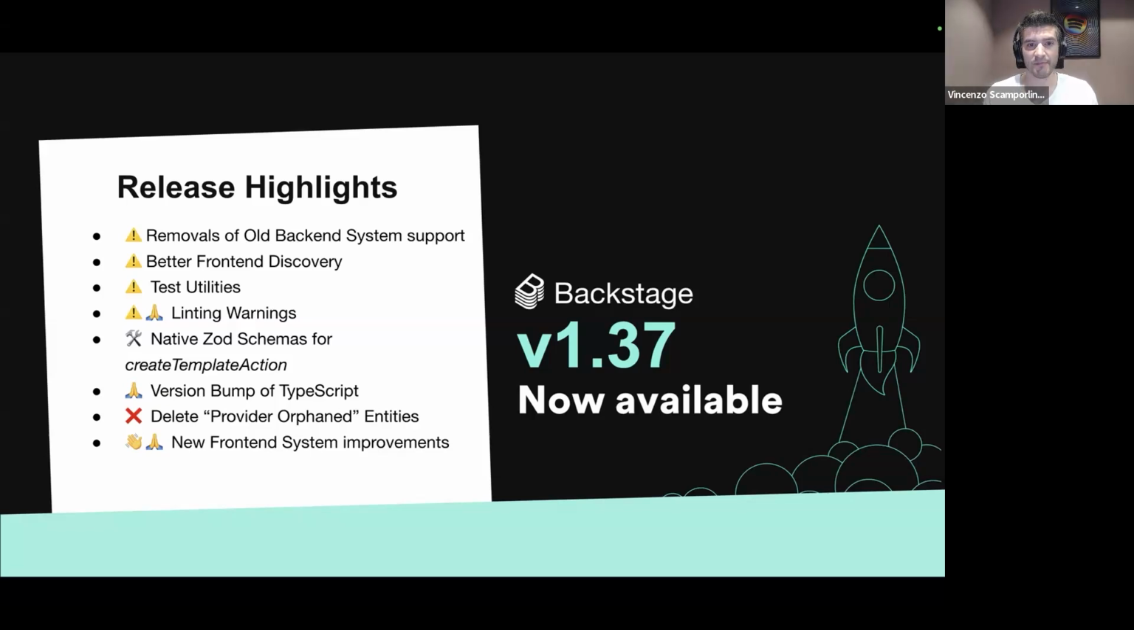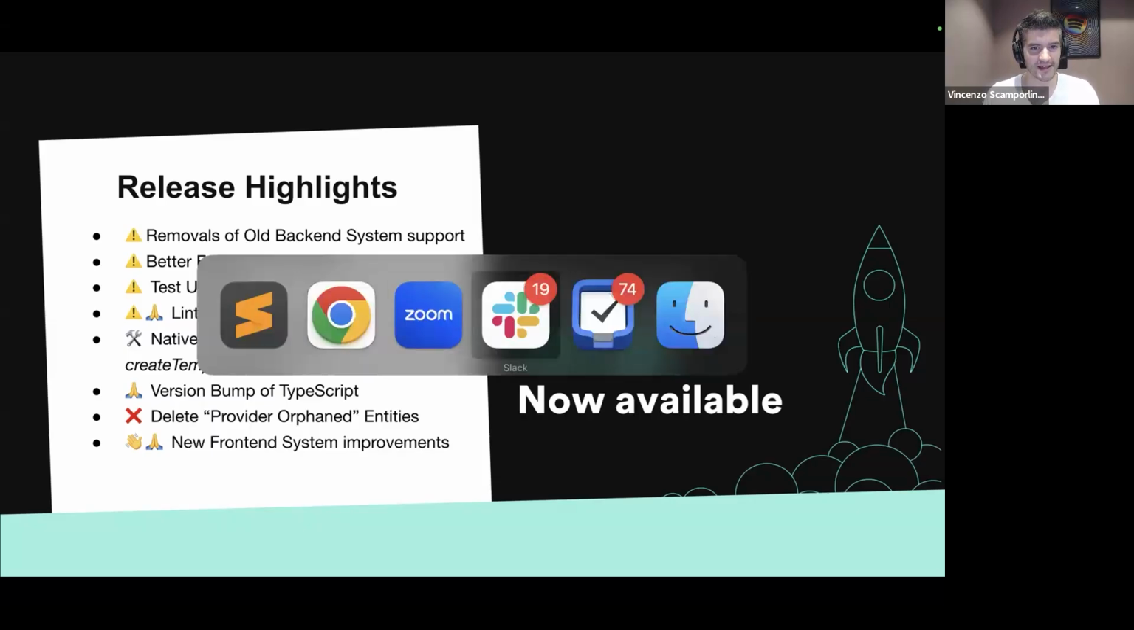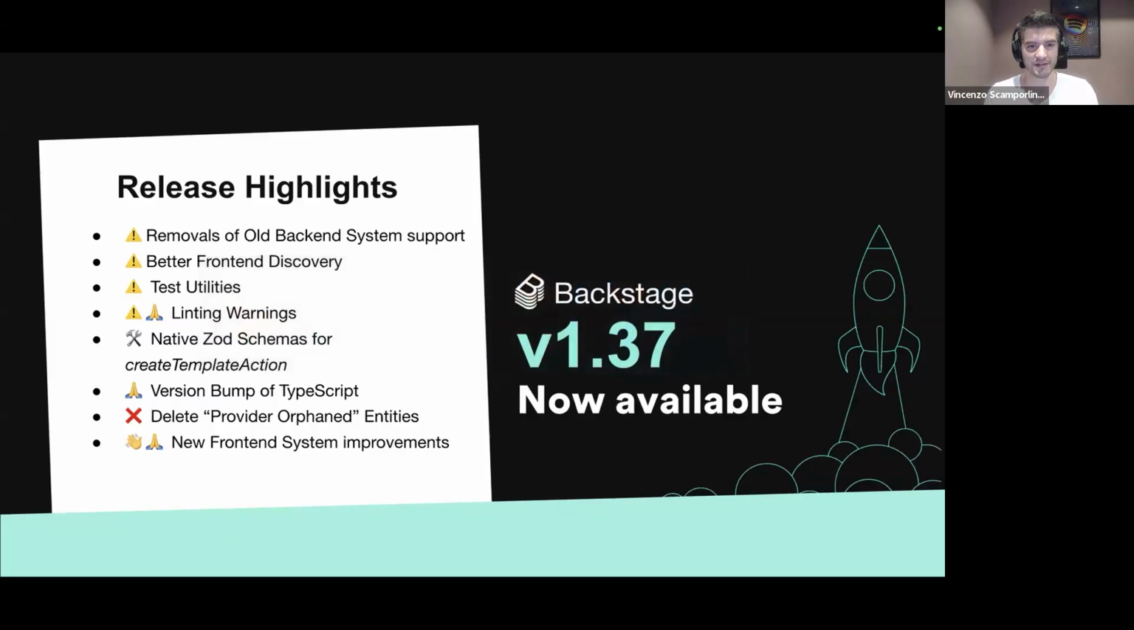Note that the Search and Tech Docs plugins needed a major version bump, so make sure that you bump the version accordingly in your package.json. If you're using the Backstage plugin, that's fine. This should be done automatically for you. Otherwise, use the upgrade helper just to double check that everything is bumped correctly.